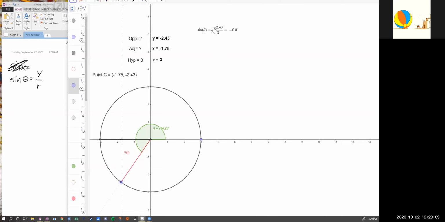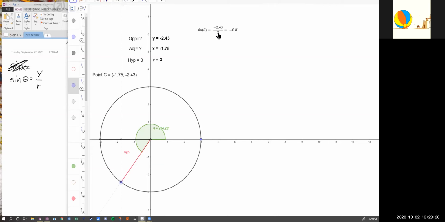So since that y value is negative, that ratio of that negative value versus that radius, and the radius of our circles is always positive, is now negative, and that's okay. Our trigonometric values can go ahead and be negative.